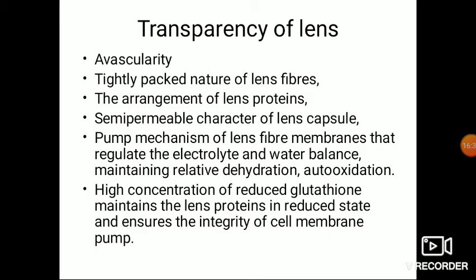The transparency of the lens depends on many factors. First is the avascular nature of the lens, and second is the tightly packed nature of the lens fibers and the typical arrangement of the lens proteins. There is also the semi-permeable characteristic of the lens capsule, and the pump mechanism of the lens fiber membranes that regulates the electrolyte and water balance, maintaining relative dehydration and oxidation. And there is a high concentration of reduced glutathione, which maintains the lens protein in a reduced state and enhances the integrity of the cell membrane pump.